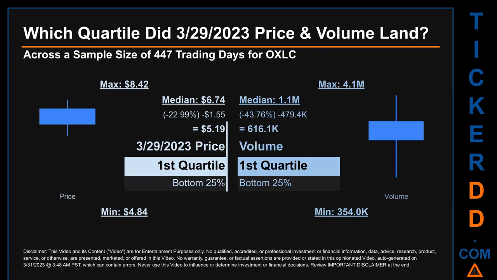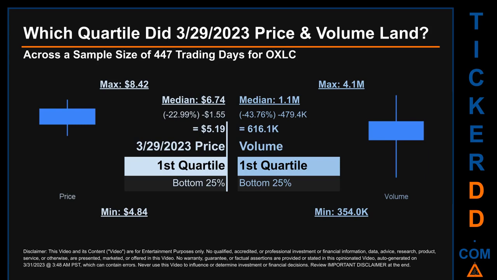The day's volume landed within the first quartile, at the bottom 25% of all sampled daily volume, which saw a max daily volume of 4.1 million and a minimum of 354,000. Quartiles tell us about the spread of a data set by breaking that data set into quarters, just like how the median breaks the set into half.